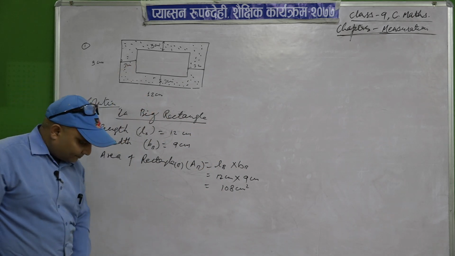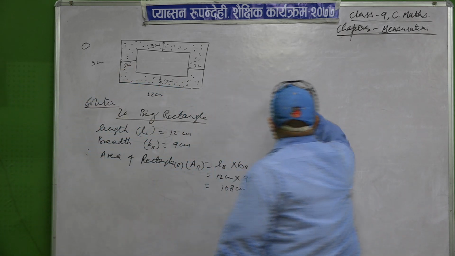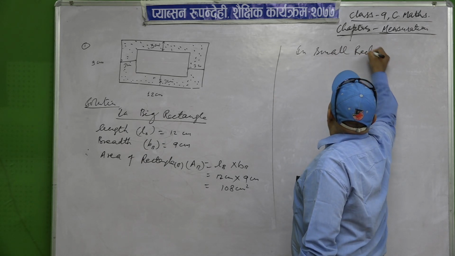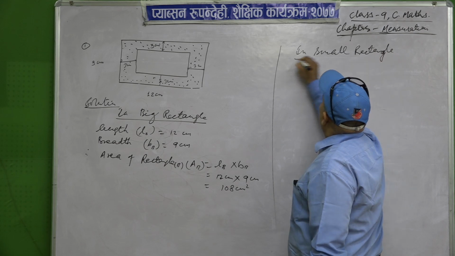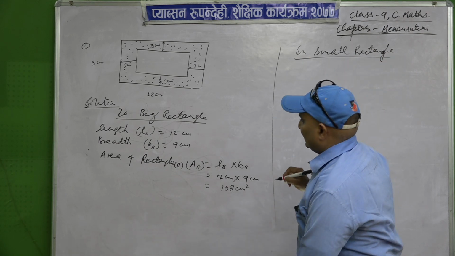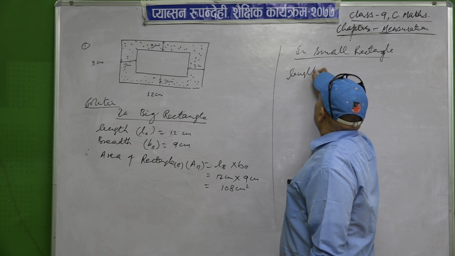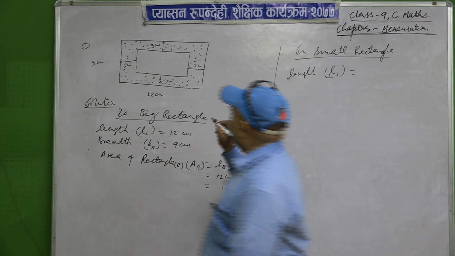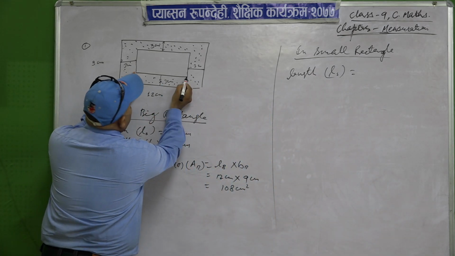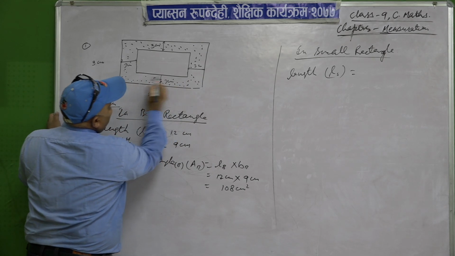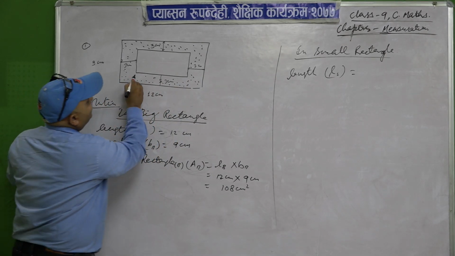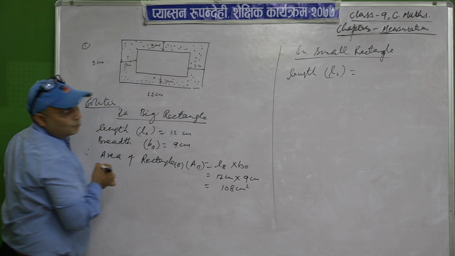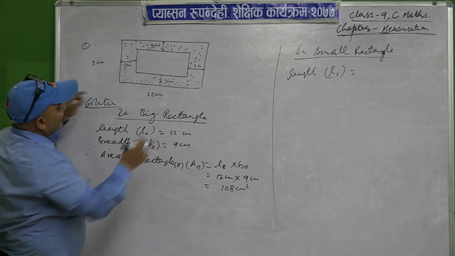So now see, in the small rectangle, right here, what is the length of the small rectangle? Do we have the length, L_S? The length of the small rectangle means from there to here. Do we know? No, we don't know the length of this rectangle. Similarly, we don't know the breadth of the small rectangle. So how can we find this length?